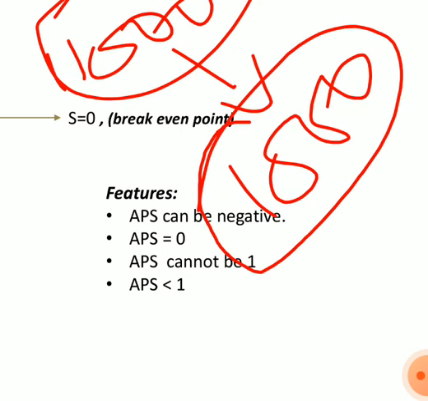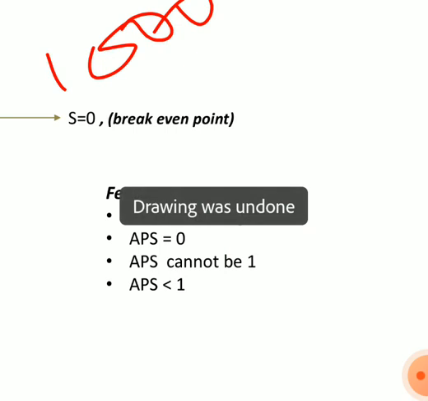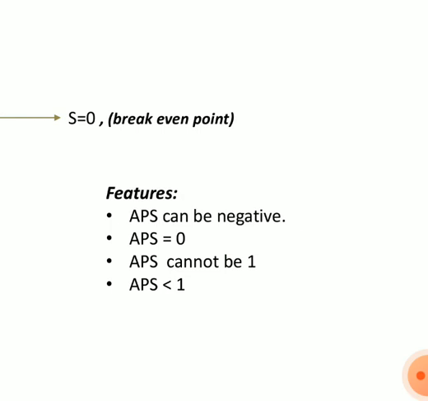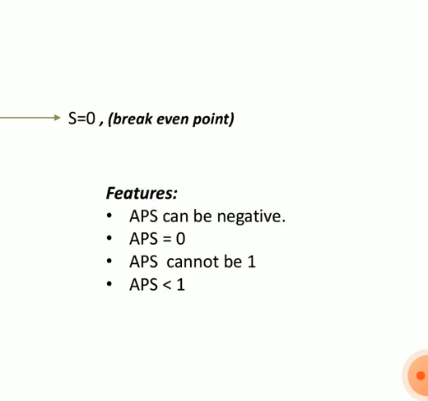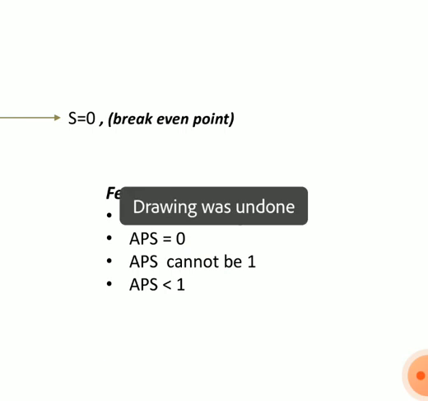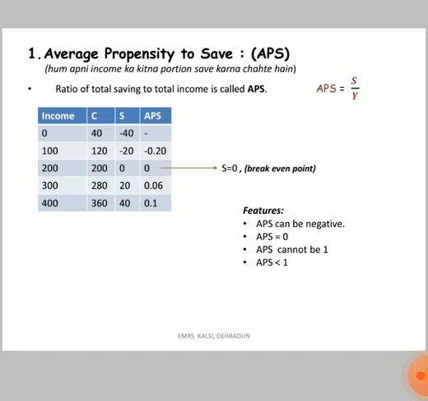So that's why APS cannot be 1. 1 means the whole income, so our savings cannot be equal to our income. You have to remember this thing. This might come in your MCQ exam. Now the last thing is APS can be less than 1, meaning savings can be less than income. It's true. So these are the 4 features of APS which you have to remember. And you have to remember the formula also. Using this formula you can find the APS.